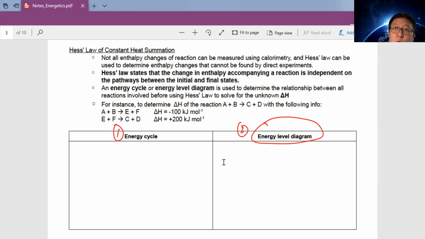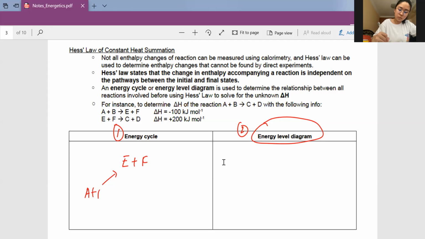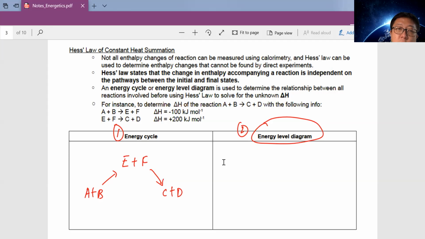Right now, there are two ways to do it. You must center one of them first. I will choose, you can put E plus F on top, because I realize that A plus B will give me E plus F, right? Then E plus F will give me C plus D. So I can form a relationship this way. And this happened to be my enthalpy H according to the question.